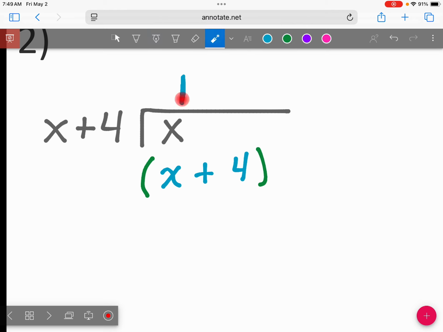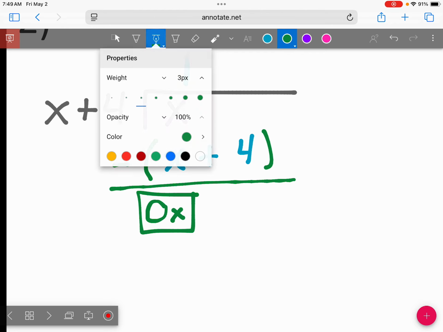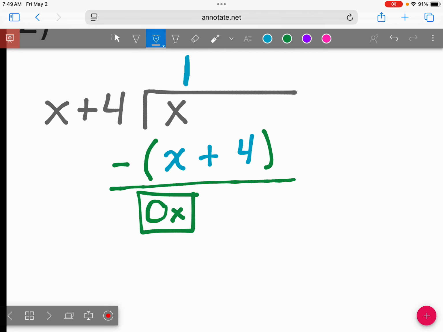So we take our 1 times our factor and we put it under. We have x minus x plus 4. We have to subtract the whole thing. x minus x gives us 0 x's. That's what we wanted. It's supposed to cancel out. And then what this is essentially saying up here is 0 minus 4. So negative 4.